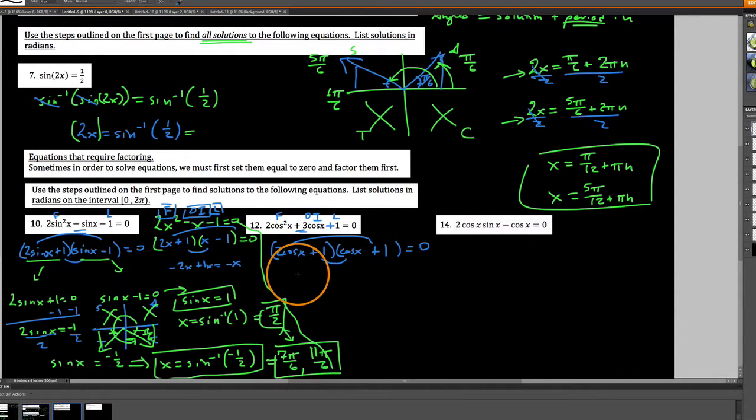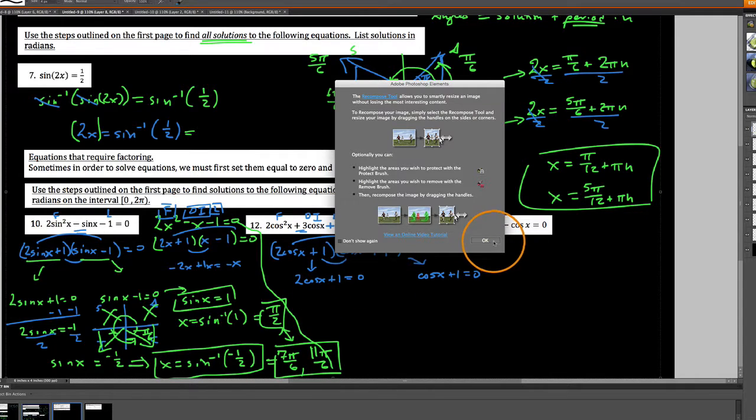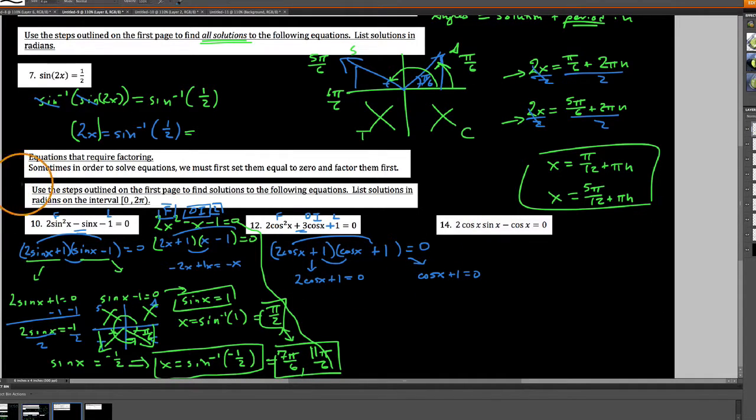Again, like we did last time, we're just going to take the time to set each individual factor equal to 0. So either 2 cosine x plus 1 equals 0, or in this case, cosine x plus 1 could also be equal to 0. So we're going to isolate the cosine function in each of these here. So here I'm going to subtract 1 from both sides. So I get 2 cosine x equals negative 1, and then we'll divide both sides by 2 here. And so we would get cosine x is negative a half.